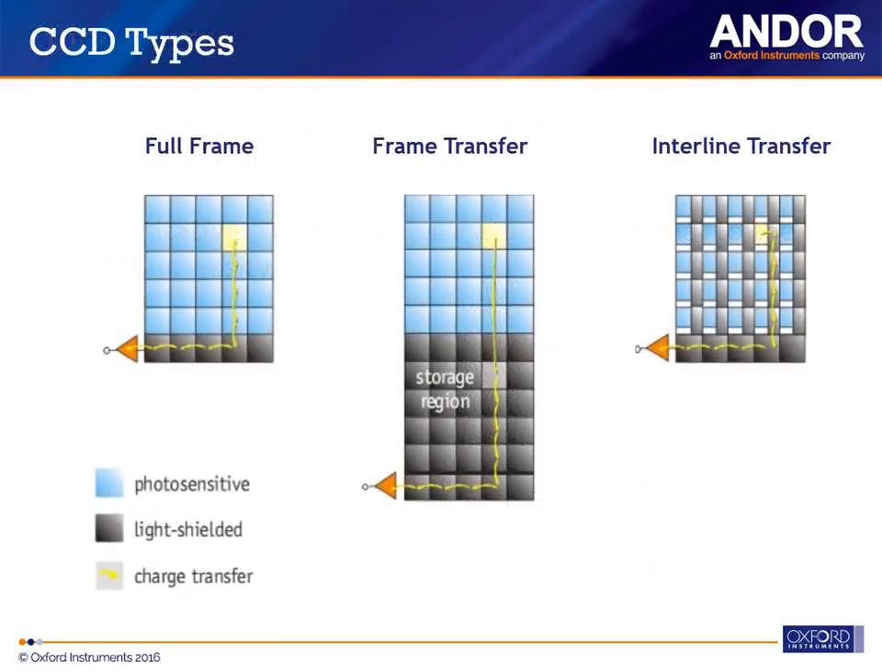So let's first of all consider CCDs, or charge coupled devices. So there are three different array types that we're going to consider here. They're called full frame, frame transfer, and interline transfer.